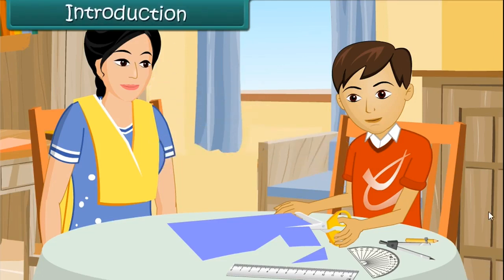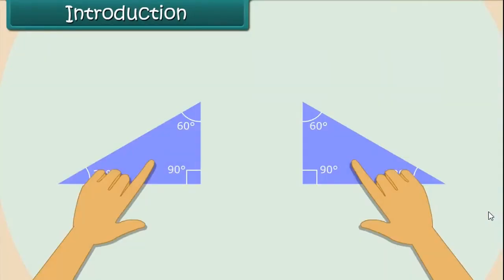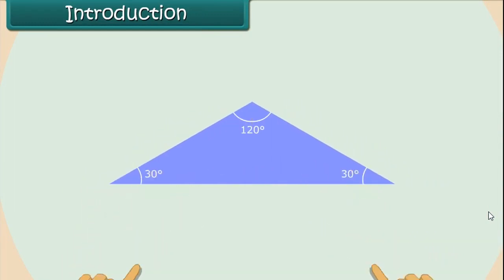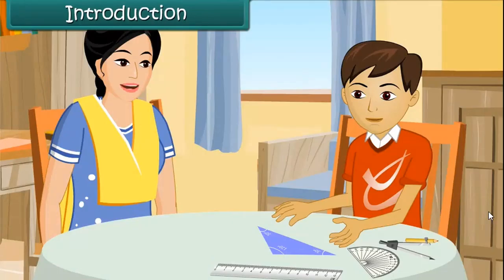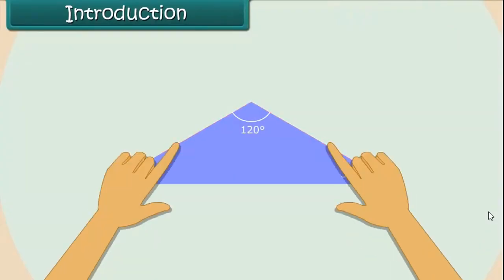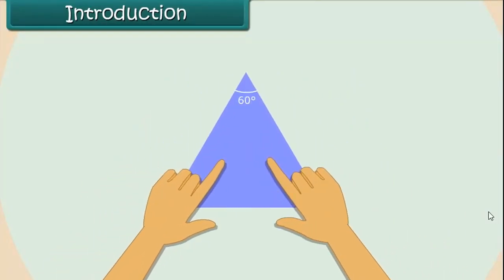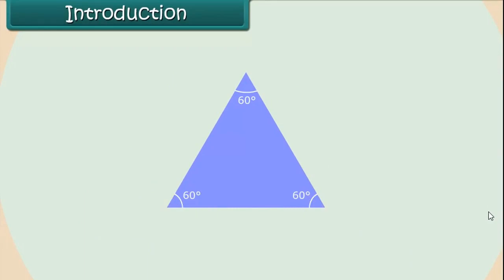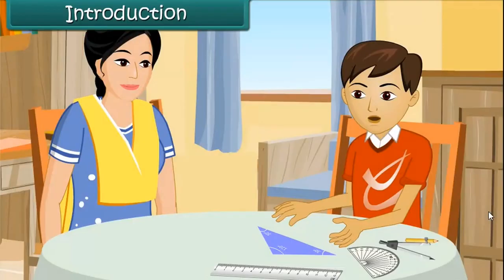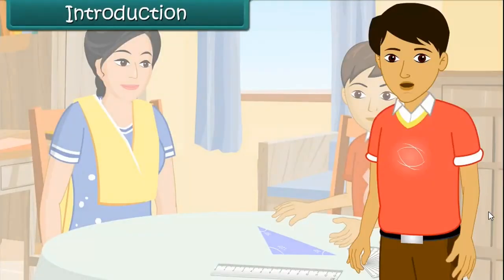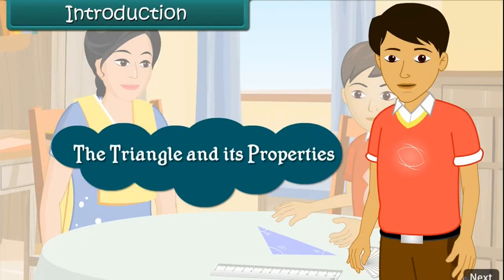Introduction. Mom, look, I made a new triangle by joining two identical right-angled triangles. That's great, Nick. Did you observe the sides and angles of the new triangle? Yes, Mom. Two sides and two angles are equal. Wonderful. Now join two right-angled triangles to create a new triangle with all sides and all angles equal. I have done that as well, Mom. In this lesson, you will learn about the triangle and its properties.